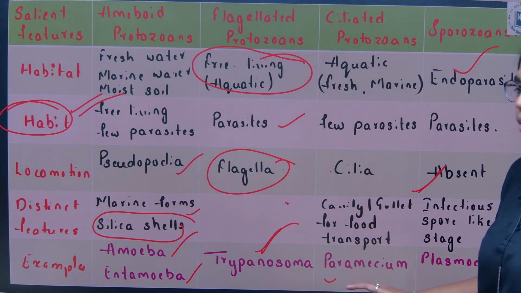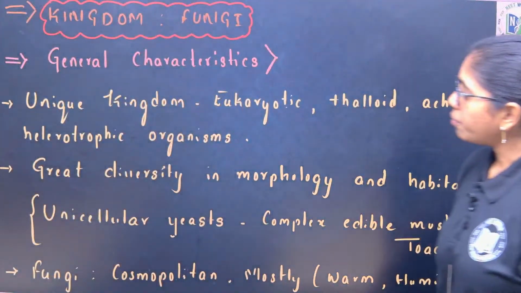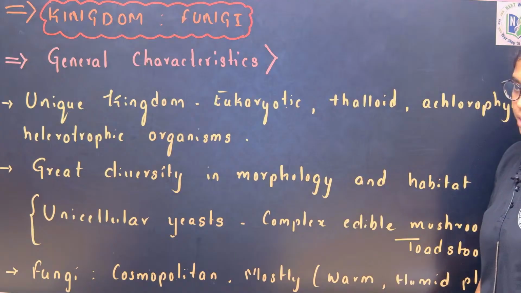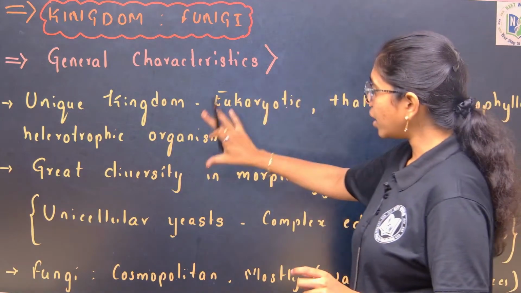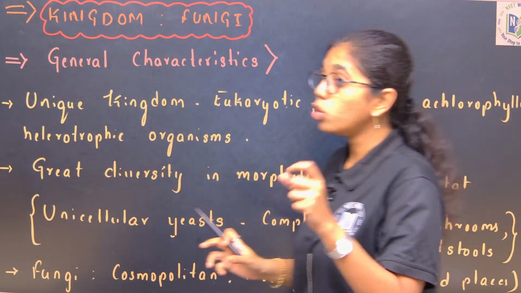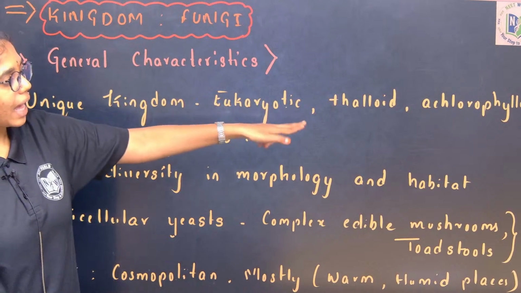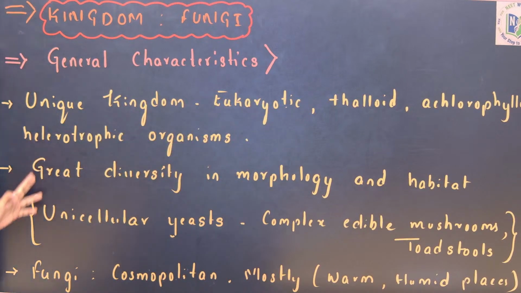Clear everywhere? Now we will move to fungi. Kingdom Fungi, first let us focus on the general characters. Fungi is a unique kingdom where organisms are eukaryotic and thalloid, multicellular, with loose tissue organization. They are eukaryotic, thalloid, achlorophyllous, heterotrophic organisms, purely heterotrophic.